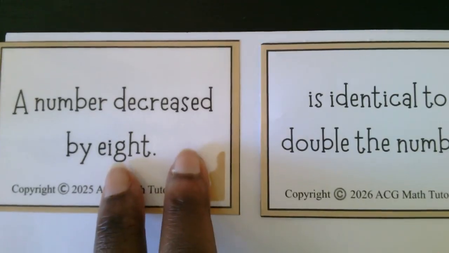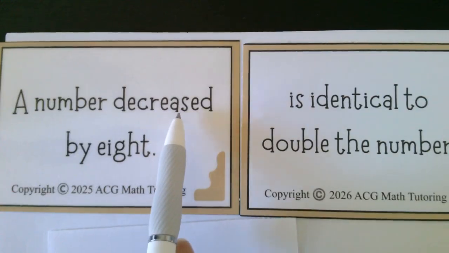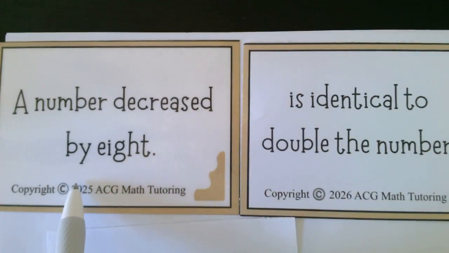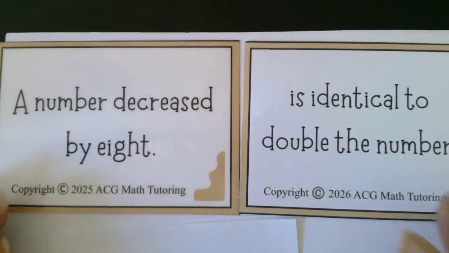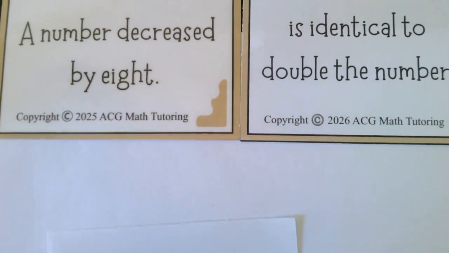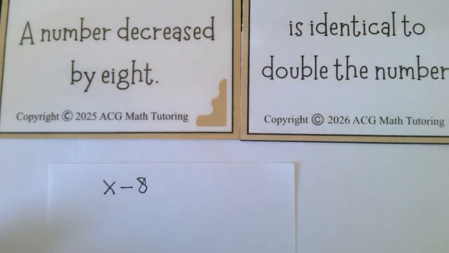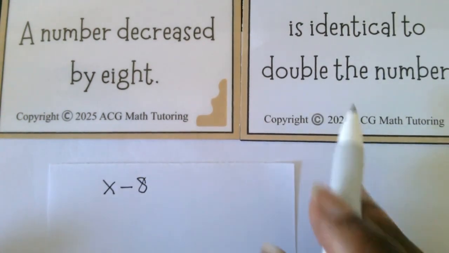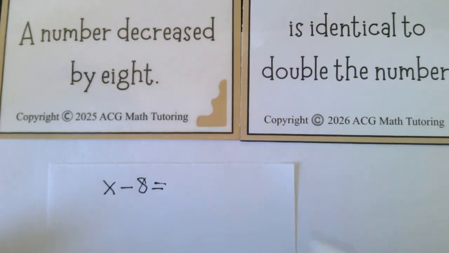Alright. So, a number decreased by 8 is identical to double the number. Alright, so let's break it down. So, a number decreased by means subtraction. Okay, so certain words have certain operations. So, since we want to use x for our number, when we do number decreased by 8, it's just going to be x minus 8. Is identical means equals.